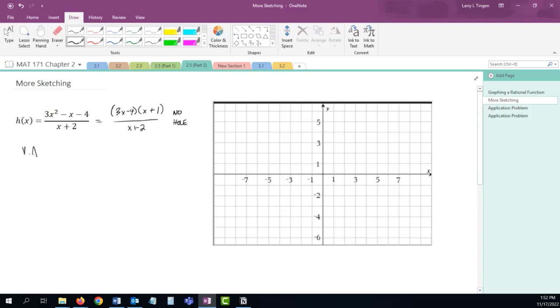But I do have a vertical asymptote when... I got ahead of myself. I was so excited to draw the arrow that I forgot to do math. When x is negative 2. Okay, how about the horizontal?